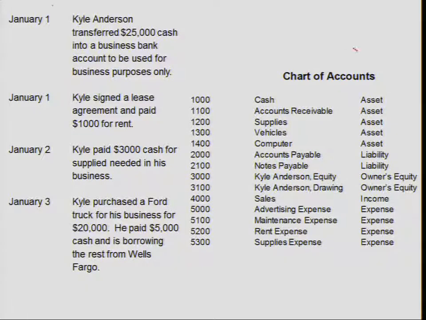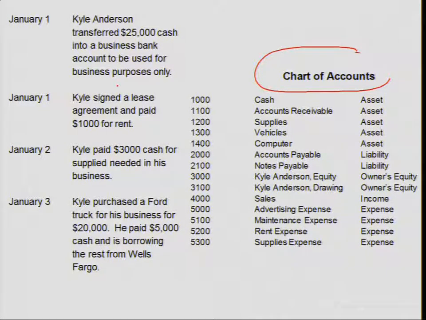that is listed here, and we're going to use that to answer these transactions. So we're going to start with January 1. Kyle Anderson transferred $25,000 of cash into a business bank account to be used for business purposes only.